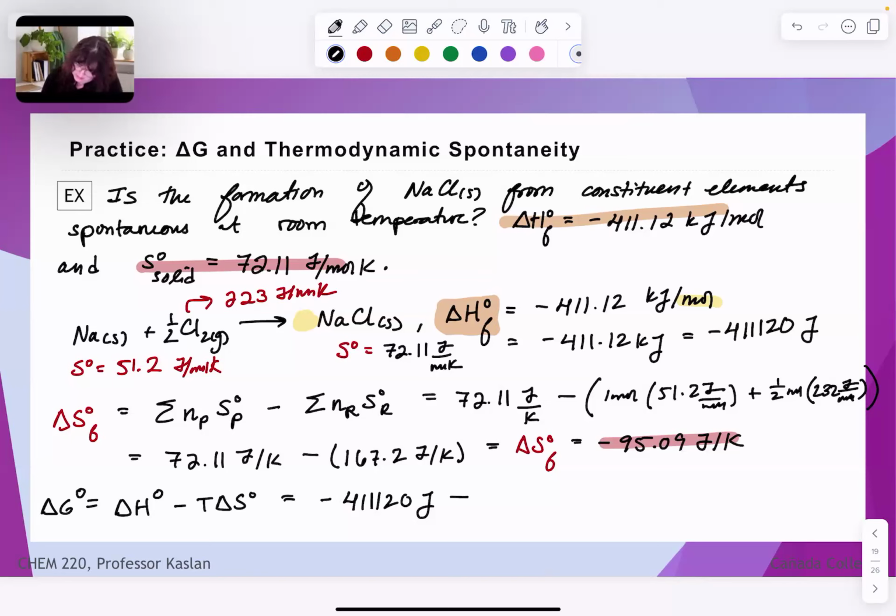Minus my temperature. What temperature did I say we were doing this at? I said we were doing this at room temperature, which, remember, we always express in terms of Kelvin so that we don't have to worry about the sign of our temperature having any kind of effect. So this would be 298.15 Kelvin.